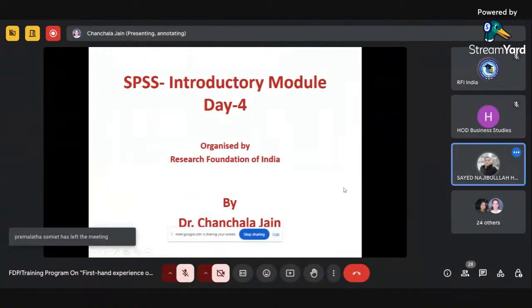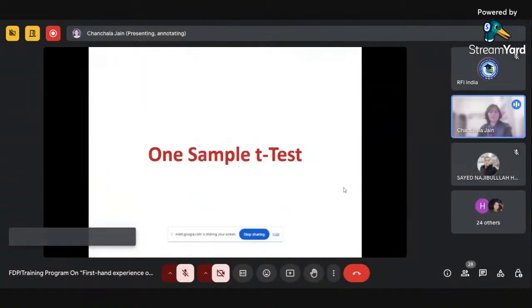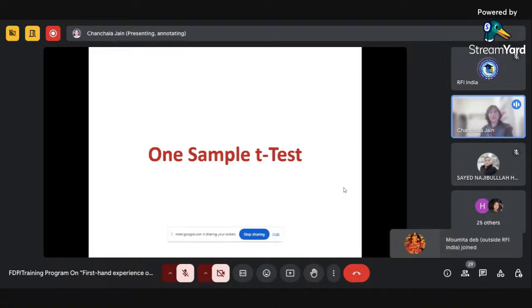So, the agenda for the day is the one sample t-test. Firstly, we need to understand the term parametric test, which I have already discussed, but once again I'm trying to make you understand it. Generally, when we talk about hypothesis testing, we are talking about inferential statistics. There are two types of statistics: descriptive and inferential. Using descriptive statistics and its various methods, we can summarize the data and understand it.